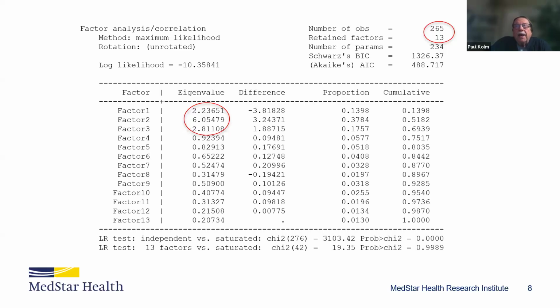And on the right-hand side there, we have the cumulative proportion of variance accounted for. And so you can see that these first 3 factors account for almost 70% of the variability in our data. So we're going to look at these 3 factors.